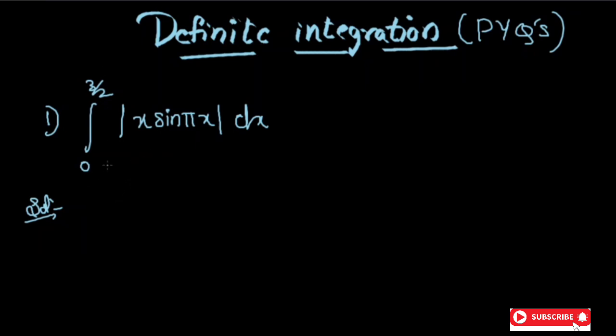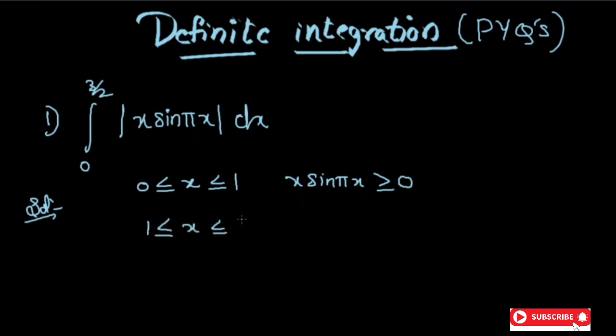Let's check once. Substitute 0 in place of x, sin 0 is 0. If I consider 1, then sin π is also 0, right? So from 0 to 1, x sin πx is positive. So if 0 ≤ x ≤ 1, then x sin πx is greater than or equal to 0. Now if I consider 1 ≤ x ≤ 3/2, then x sin πx is less than or equal to 0.